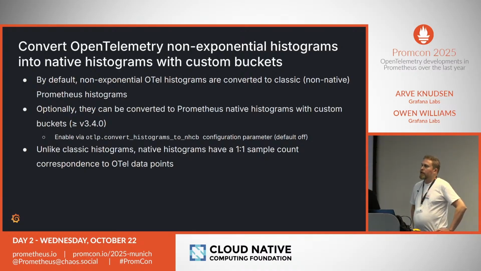So in effect, it means that each non-exponential histogram entering Prometheus via OTLP is translated into multiple samples in Prometheus, one per classic histogram time series. So this is not ideal.